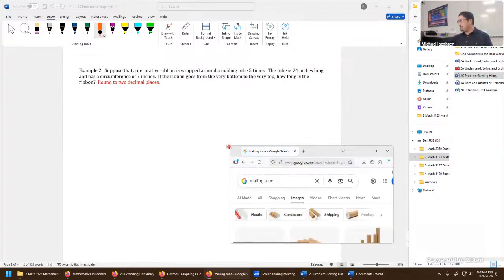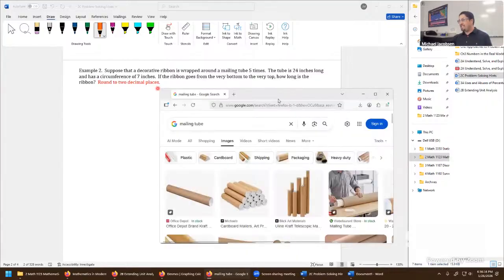Go to Google Images, and this is always a good idea just to get an idea what's going on. And here's our mailing tube, something you can send over US mail without getting something damaged. Say, for example, a map or something along those lines. These could be architectural type plans that were drawn up. And this is our image now for a mailing tube.